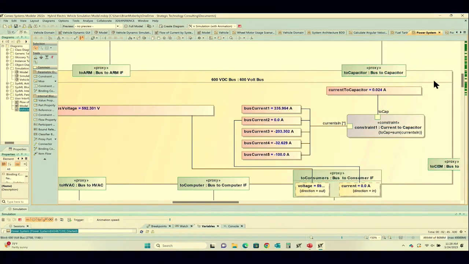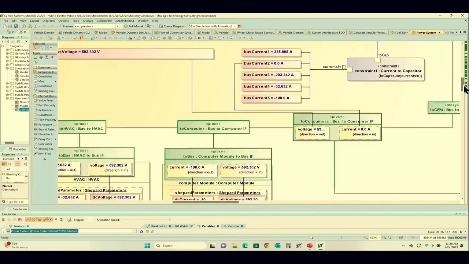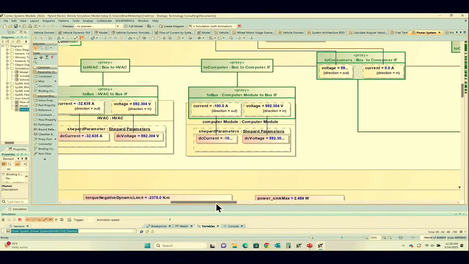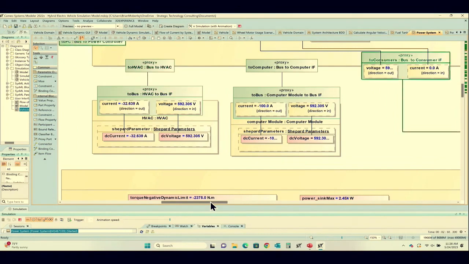And that is how each of these know what to do in accordance with that bus voltage. So notice down here, these are our power consumers. They have the exact same pattern. They're using different instances of that Shepherd parameters block to know what their current should be based on the bus voltage. So we have, this one says bus voltage is 592. This is the exact same thing, 592. But notice their current is different. And it's different because they have different values set for the Shepherd parameters. So now they know how to behave using different instances of that exact same block.